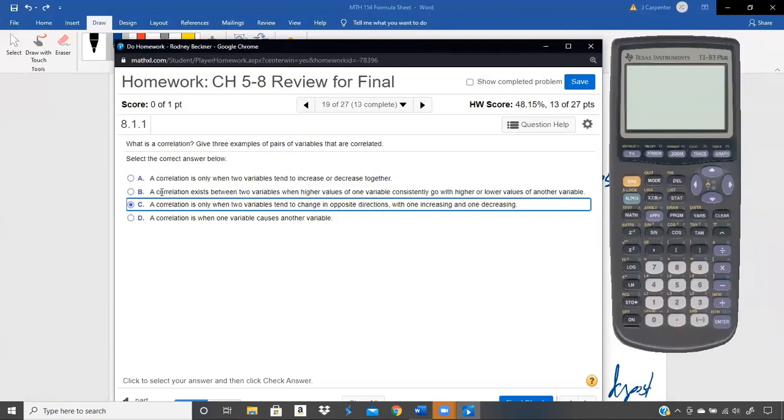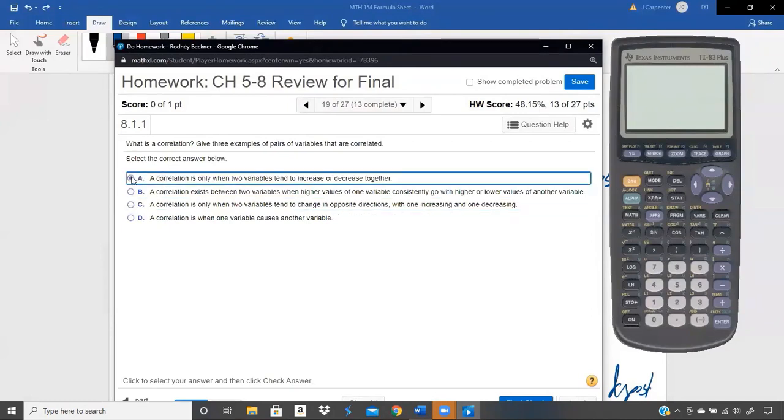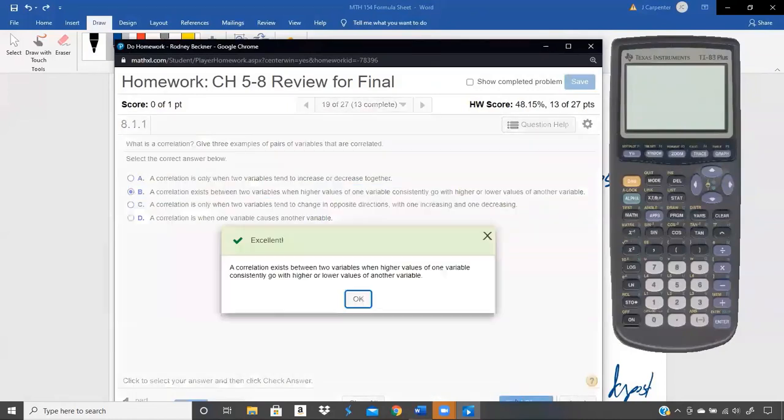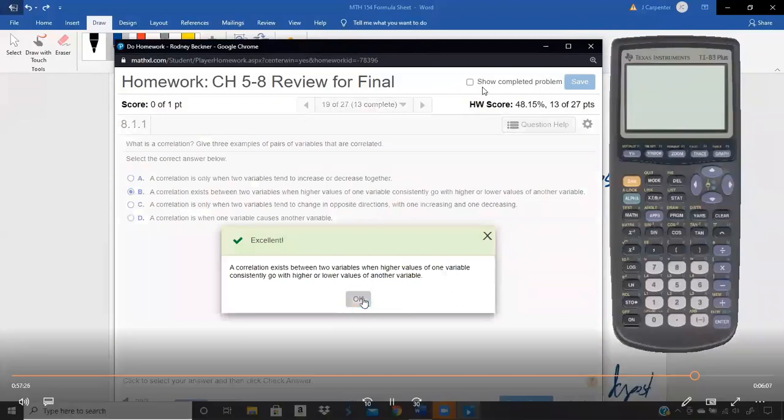So let's see. Is it A or B? B: two variables with higher values of one consistently go with higher or lower values of another. That sounds like it could go either way. A says correlation is only when two variables tend to increase or decrease together. So A actually sounds like C, in that if one goes up, the other goes up, or if one goes down, the other goes down. It's not allowing one to go up and the other to go down. So let's try B. And we got it right.